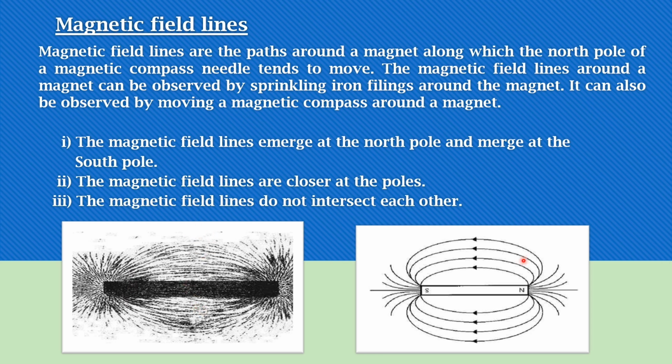Let's see some of the properties of the magnetic field lines. The first property is that they start from the north pole and merge at the south pole. The magnetic field lines are closer at the poles. We can notice the lines are close together at the poles, and these lines do not intersect each other; they will not join with each other. These are some of the properties of the magnetic field lines.